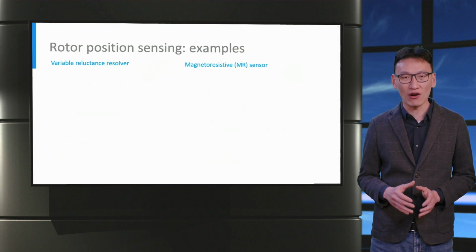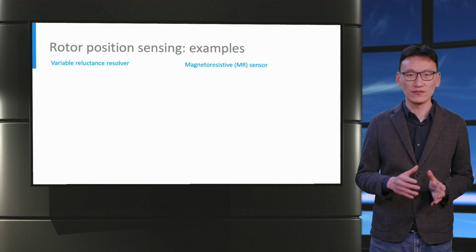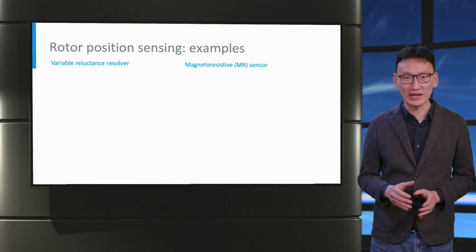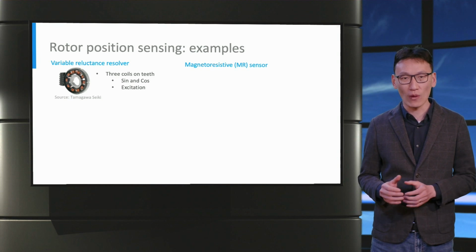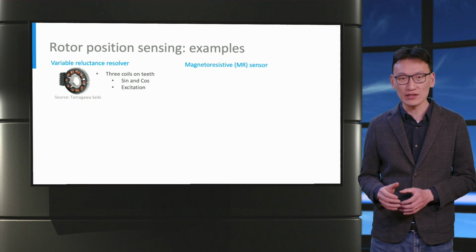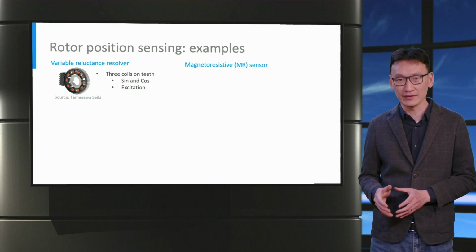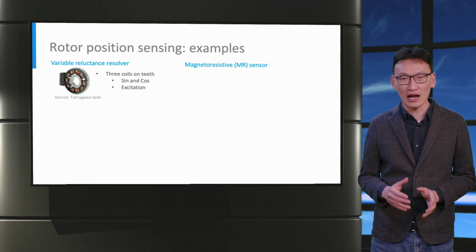There are many types of rotor position sensors. We will discuss the two widely used rotor position sensors. The first one is the variable reluctance resolver. It consists of one excitation winding and two orthogonal sensing windings, sine and cosine. All three windings are wound around the stator teeth.